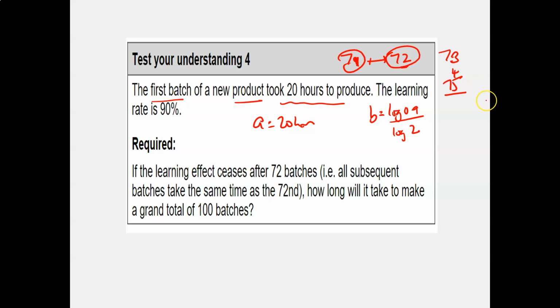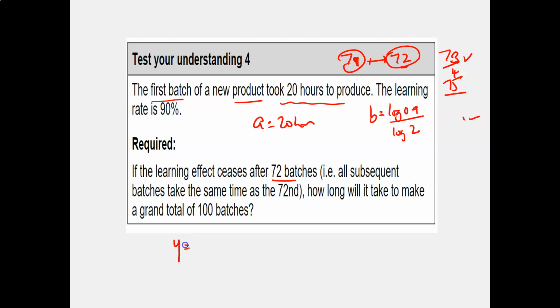It doesn't matter if you ask me how long it takes to make batches 73 to 100. Well, I know how long it takes to make each of these batches. I just multiply it by the 18 batches, or the 22 batches, 28 batches that are left to get to 100. I think it's that principle really of just understanding what the question is asking. So if the learning effect ceases, let's do it.